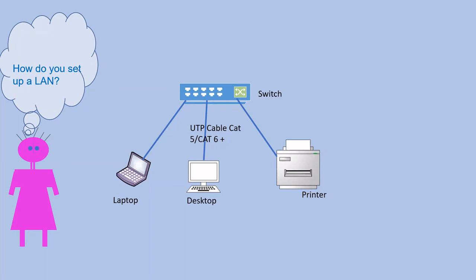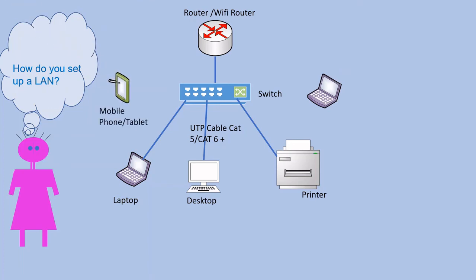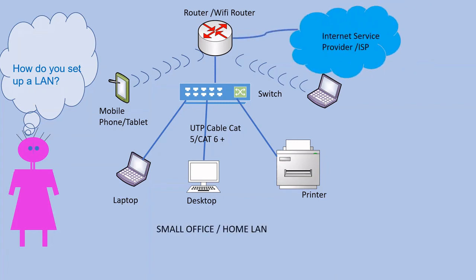On the switch side, the cables can be terminated through the patch panel first and then connected to the switch using a patch cord, or you can terminate directly to the switch if there are few cables. After that, the switch is connected to the router, and if the router has Wi-Fi capability, then some devices will use Wi-Fi connection. Then the router will be connected to the ISP for internet provision.